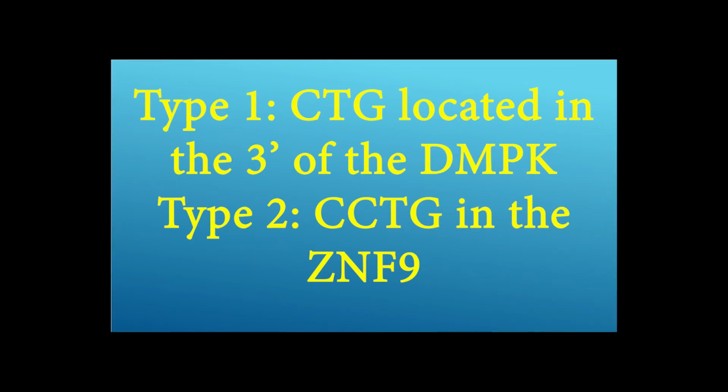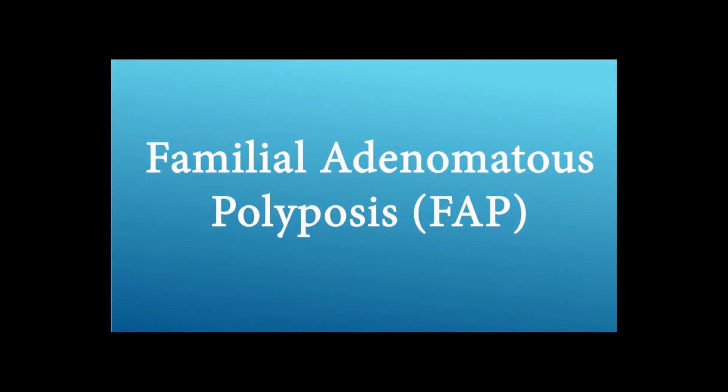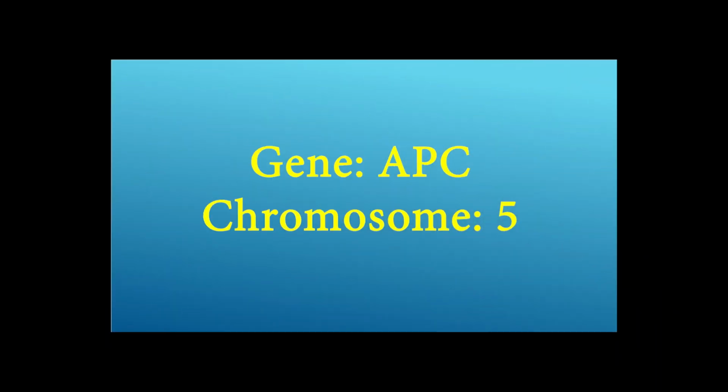Myotonic dystrophy. Myotonic dystrophy type 1 has trinucleotide repeat of CTG located on the 3' of the DMPK gene. But type 2 has repeat of CCTG in the ZNF9 gene. Familial adenomatous polyposis, FAP. FAP has gene APC mutation, located on chromosome 5.